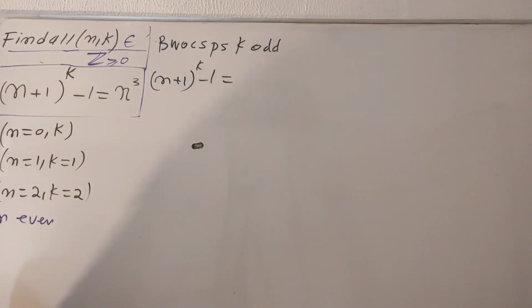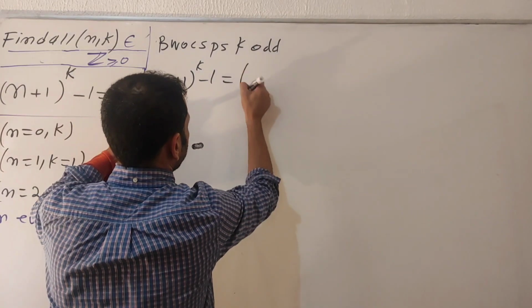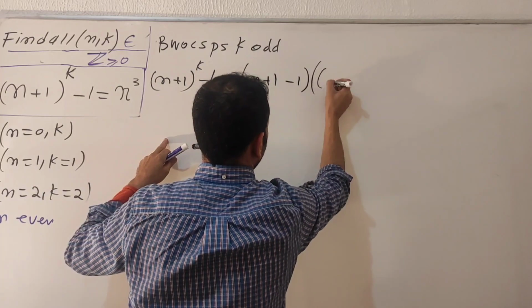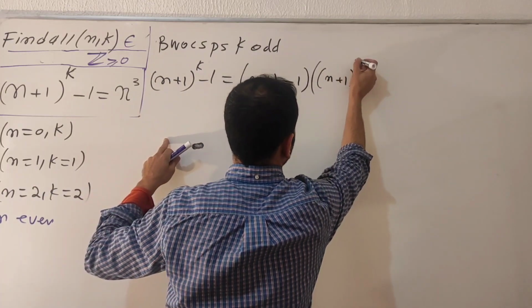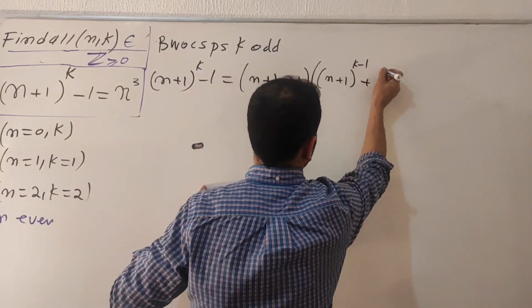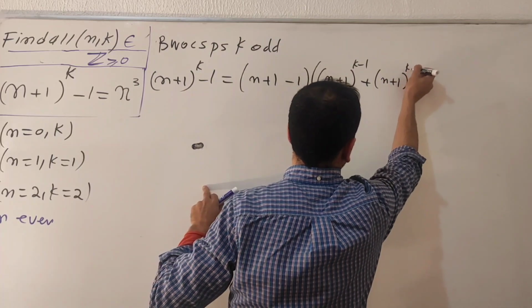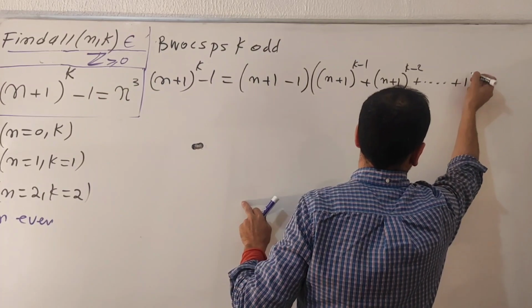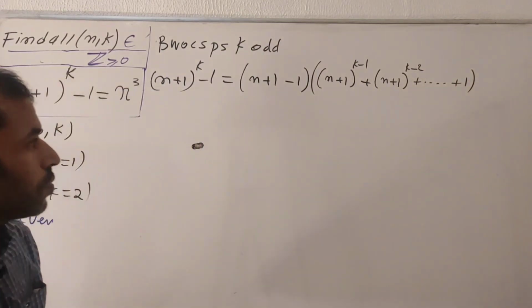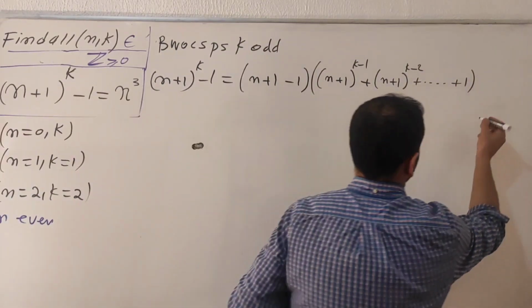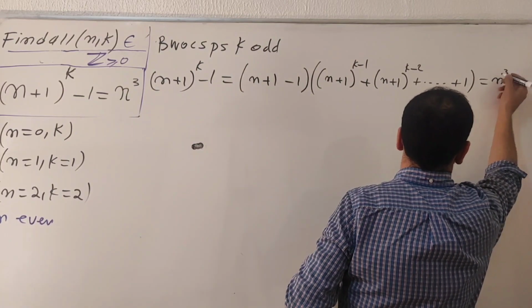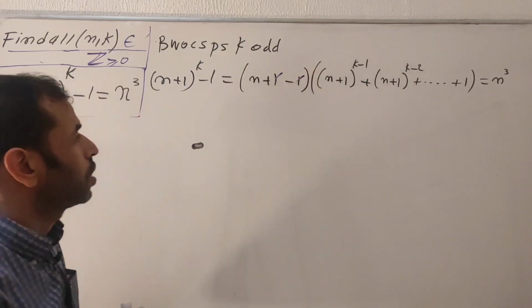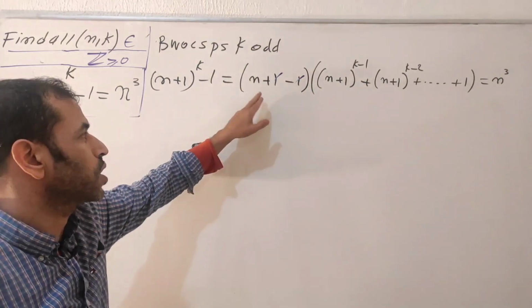Now by continuing to solve, I get (n + 1 - 1) times ((n + 1)^(k-1) + (n + 1)^(k-2), and this keeps going all the way down until you get 1 at the end). The whole thing equals n cubed. So we get 1 cancelled out, and also I'm going to divide both sides by n.